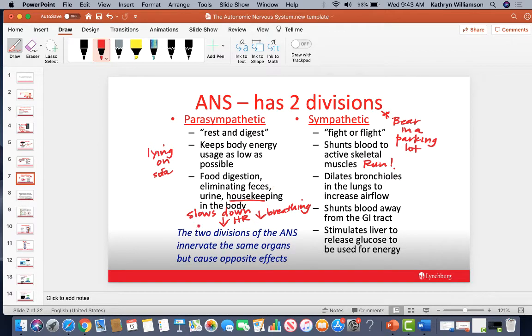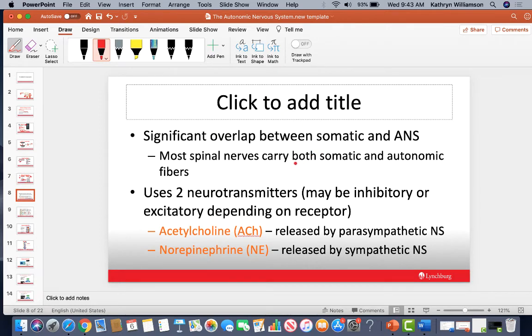Okay, so basically what we see is that both divisions of the autonomic nervous system innervate the same organs. For the most part, they do. There are some outliers, but for the most part, they innervate the same organs. But what happens is they cause opposite effects. So if we have increased parasympathetic input at one point in time, we're going to have decreased sympathetic input at that same point in time. So it's a balance between the two. We talked about this before: there is significant overlap between somatic and autonomic nervous systems, and most spinal nerves actually carry both.